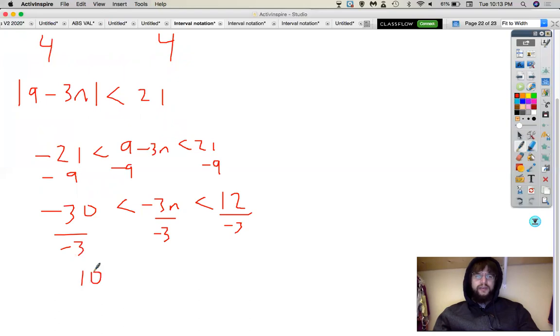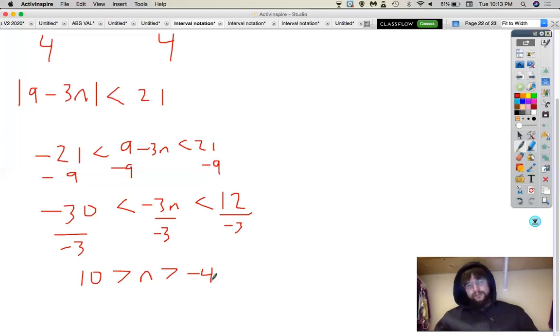And oh, wait, I divided by a negative, better flip that around. And flip that around, -4. This is not incorrect, but it's weird. Look at it. We got the bigger thing on the left side. We don't like that. Flip everything around. So start with the -4. It says -4 is less than n, and n's got to be less than 10, so we can do this.